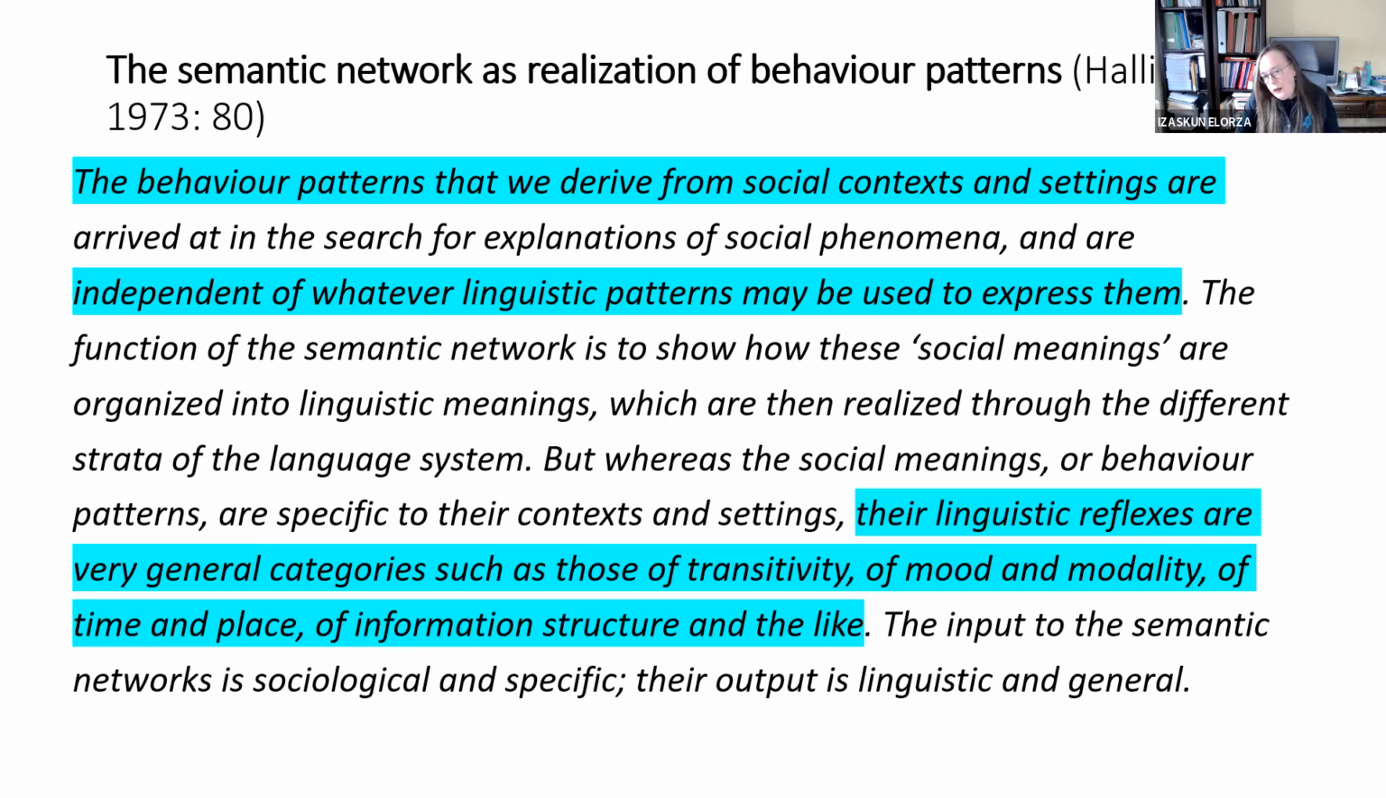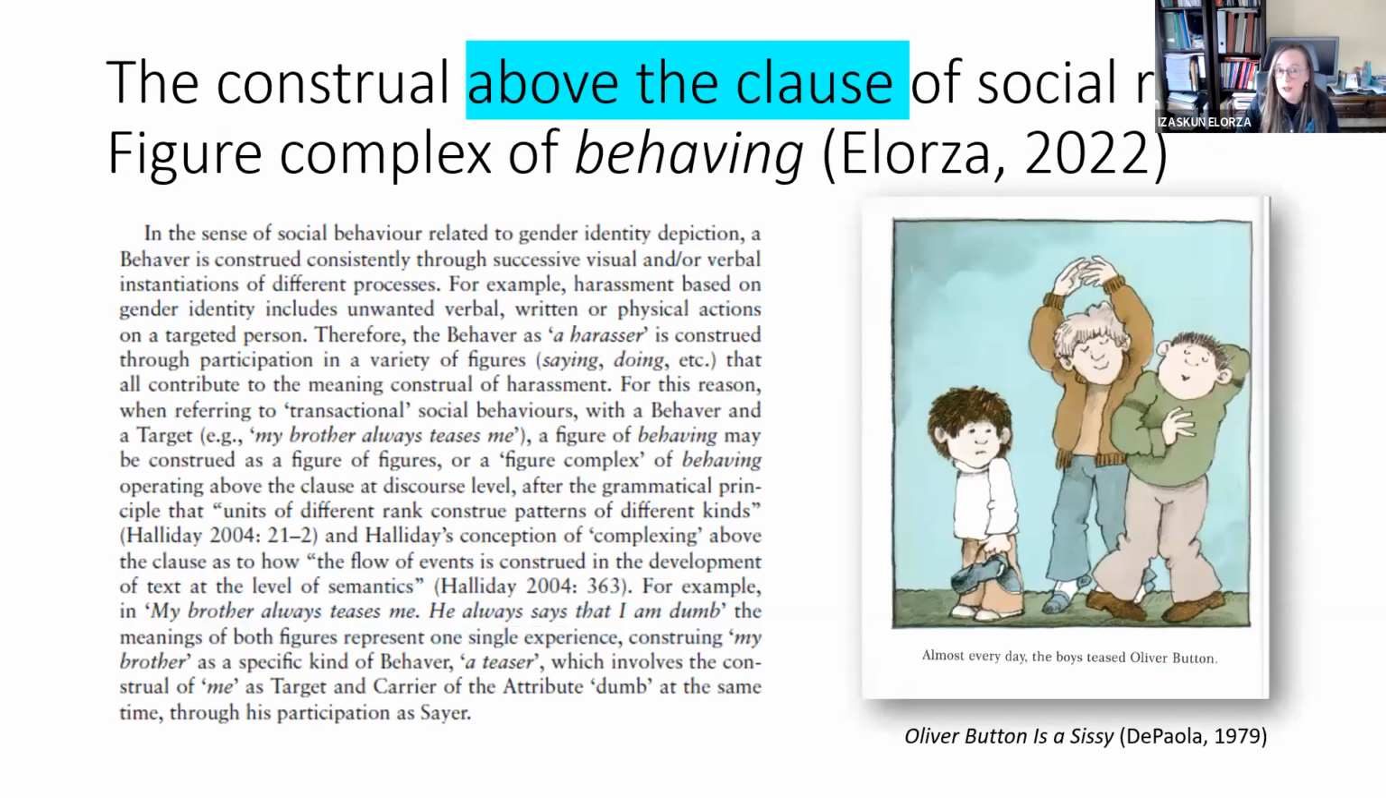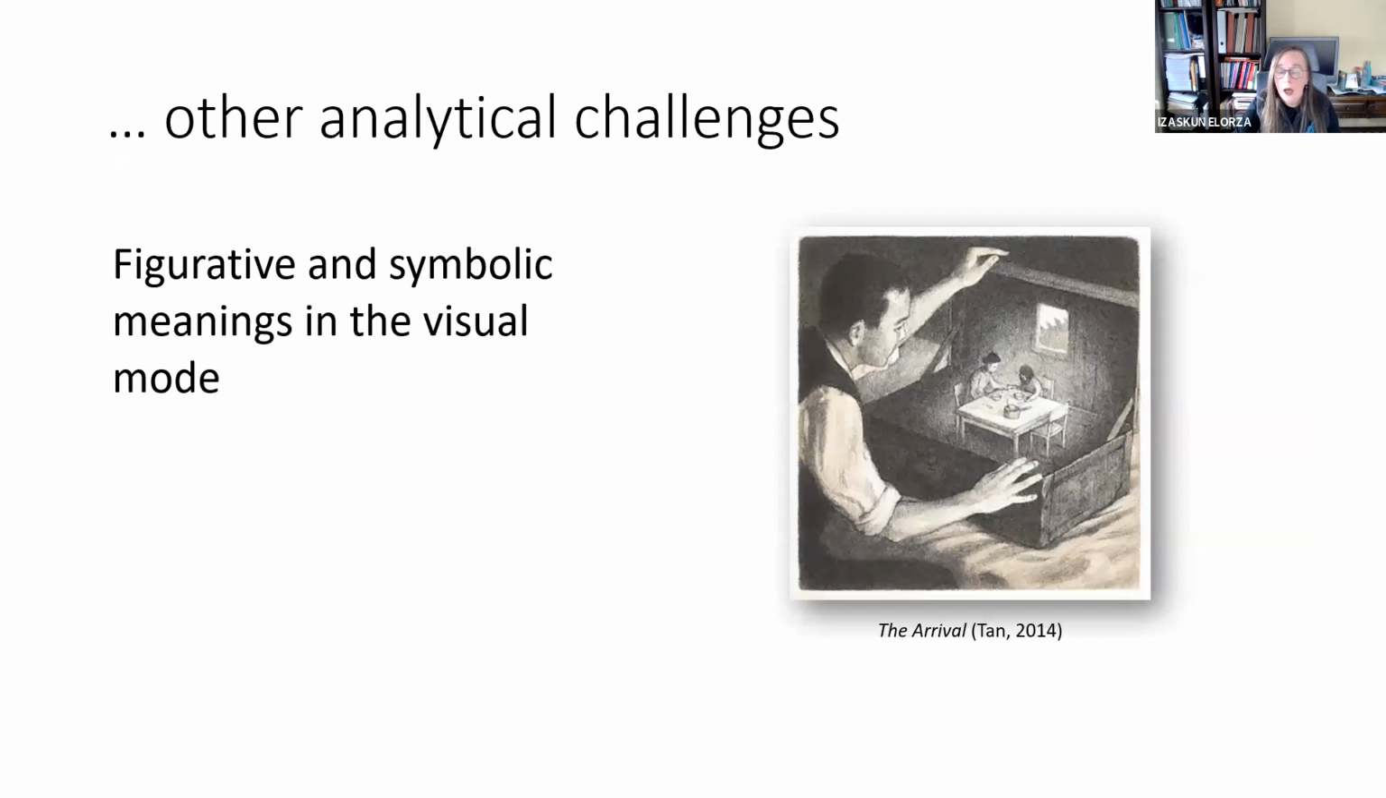So transitivity can cater for that, but my point is that we cater for that in terms of a figure complex of behaving. So similarly to noun complex or prepositional phrase complex and so on, what I have proposed in this chapter that I told you about is that we need this figure complex of behaving unit in order to be able to cater for social characters in particular. We have other kinds of challenges like figurative and symbolic meanings used in the visual mode and so on.